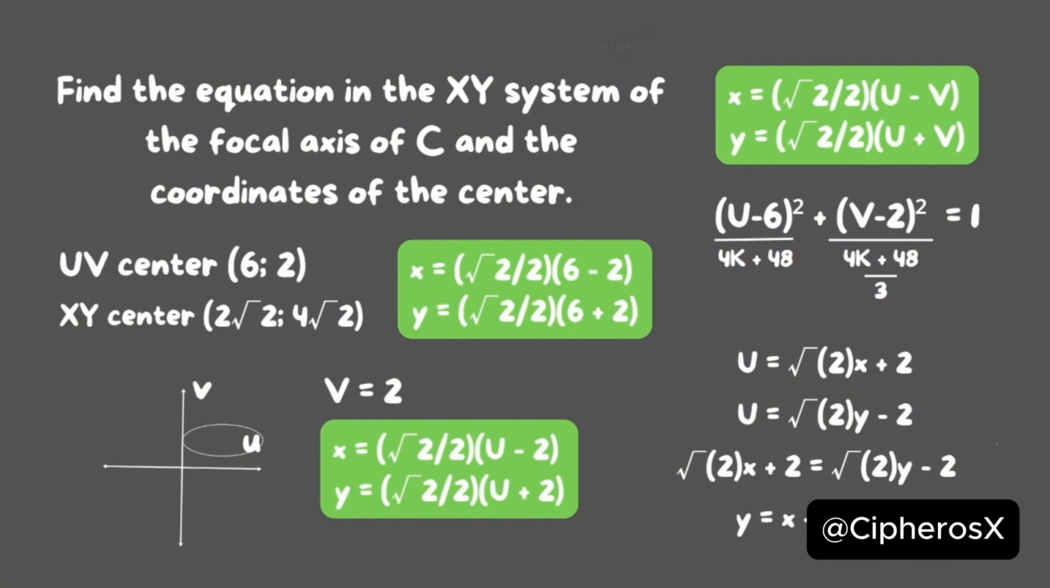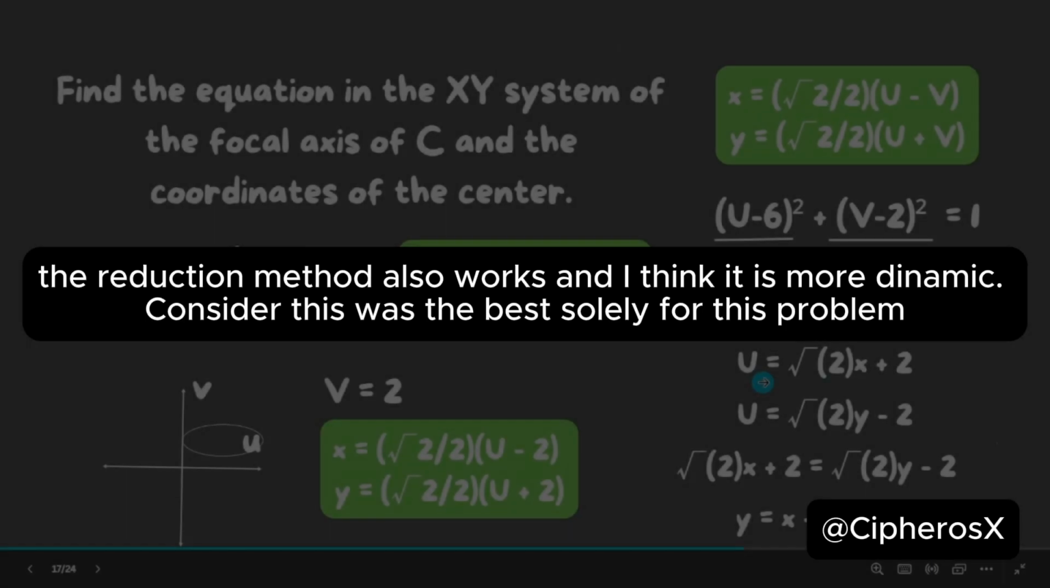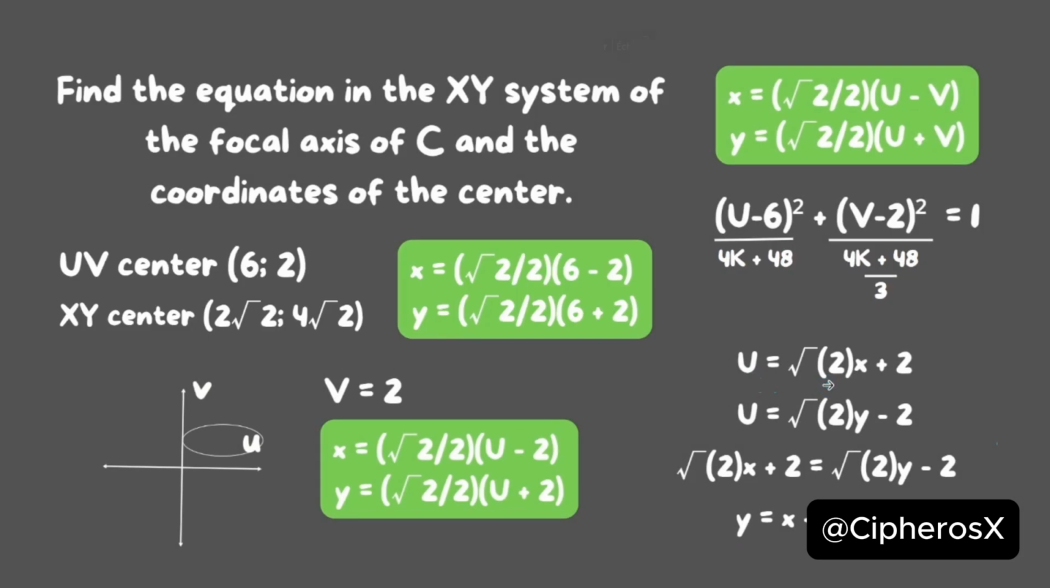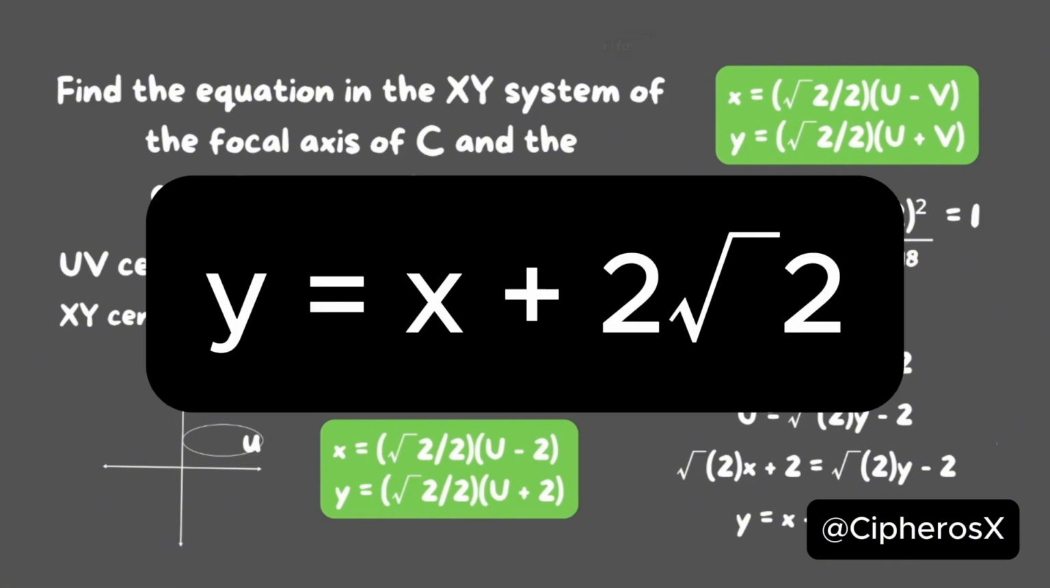Now, knowing that we have to use the x and y variables, and u is repeated on the right side, you have to isolate u, and if both are equal to u, it means that these are also equal. Repeating the first equation, we have that u is equal to square root of 2 times x plus 2, and on the second equation it is square root of 2 times y minus 2, and then just applying the properties, we have that y is equal to this. This is the equation in the x and y axis.